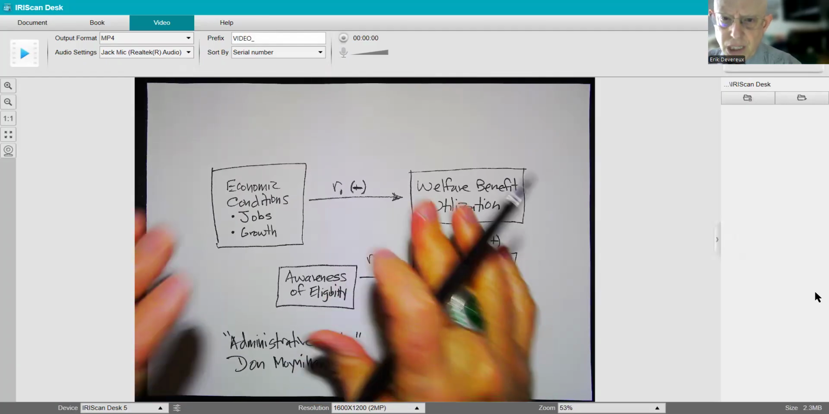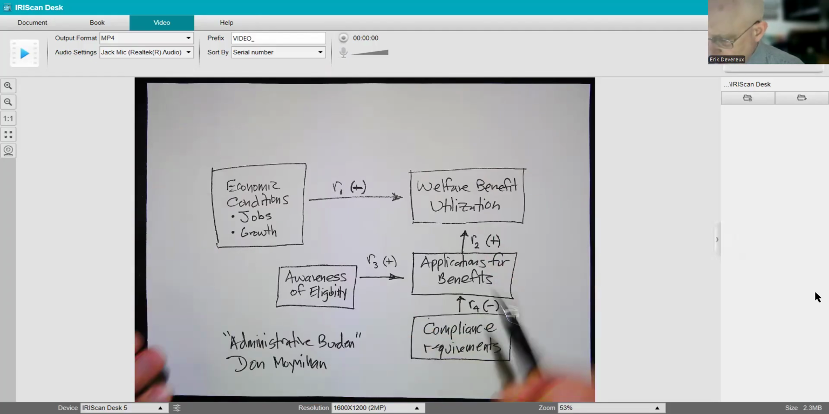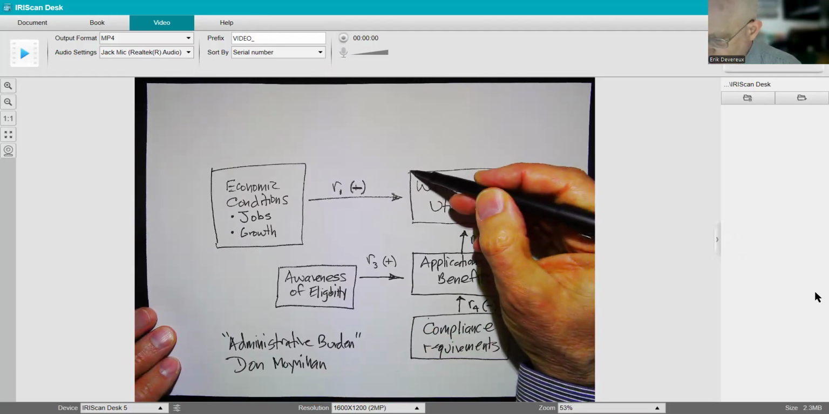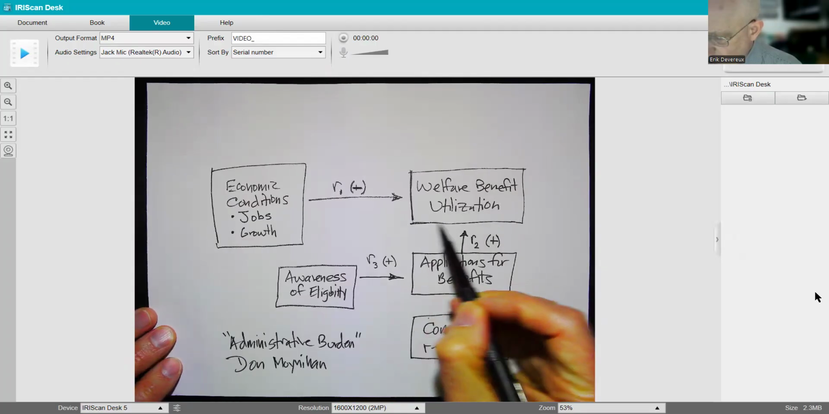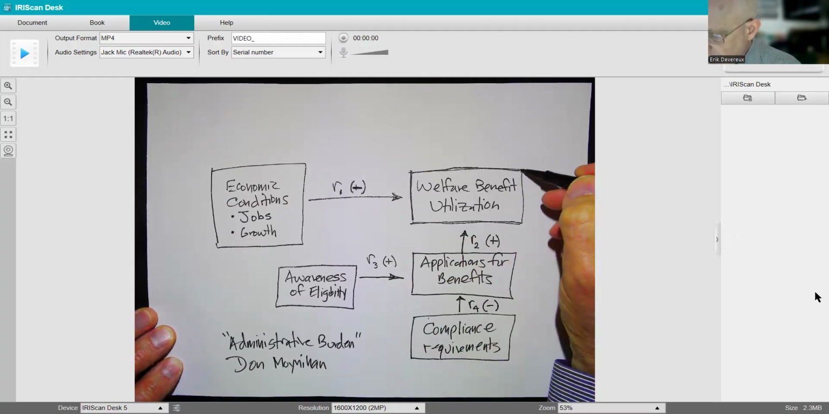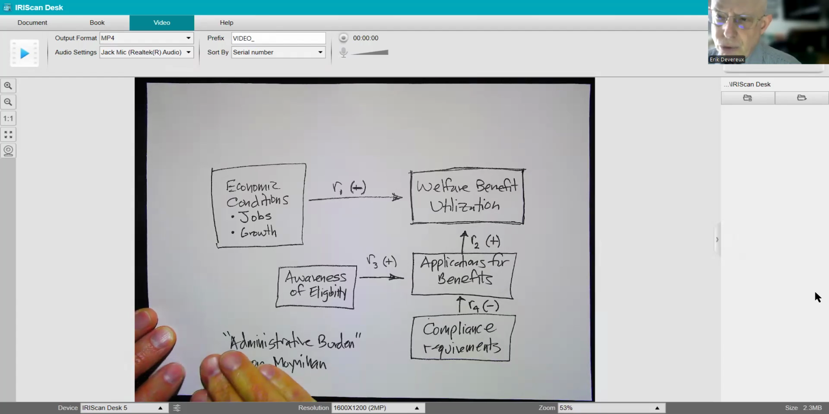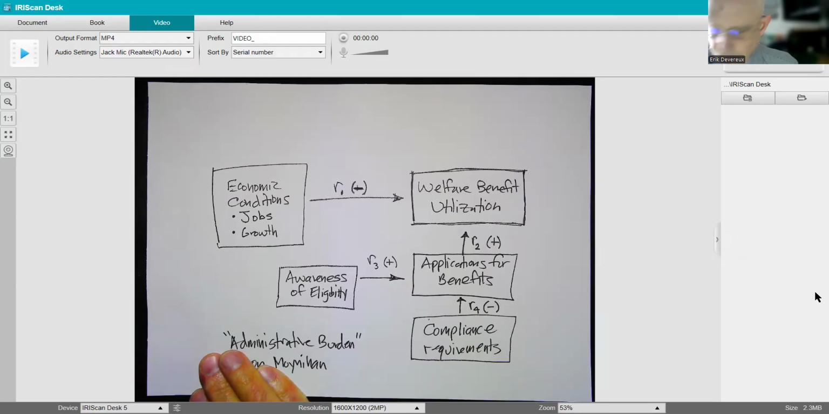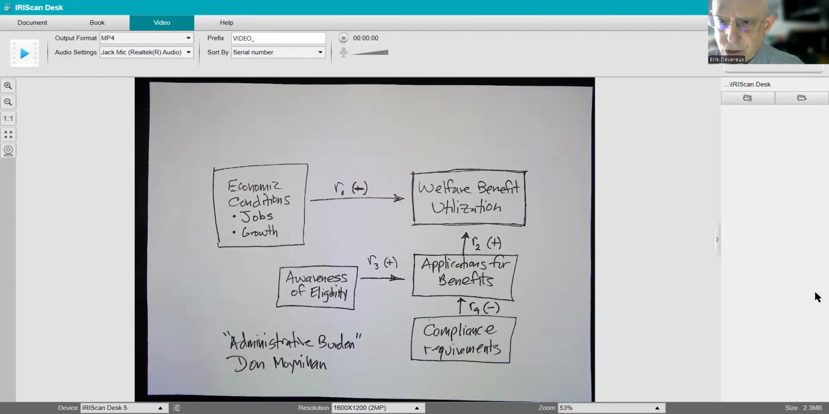So this is just the beginning of building out a view that can help us to understand why welfare benefit utilization ends up, among other things, rarely ever saturating in the population, and a lot of households that should be receiving benefits are not receiving them, okay? So this is just a very straightforward beginning example of how to do this.